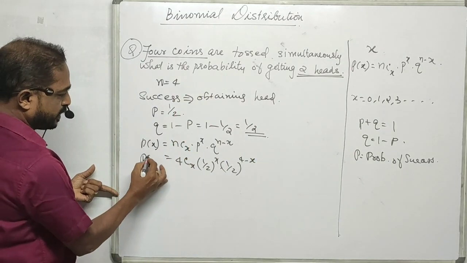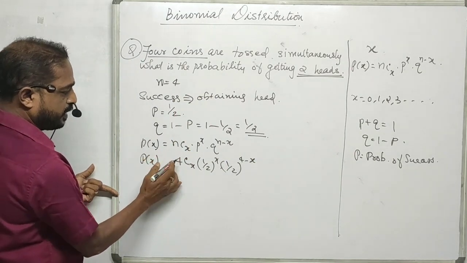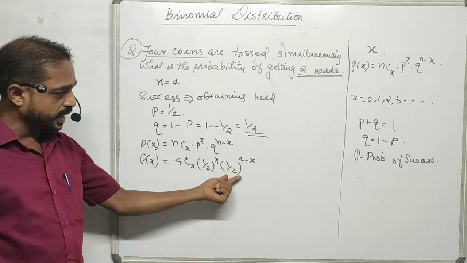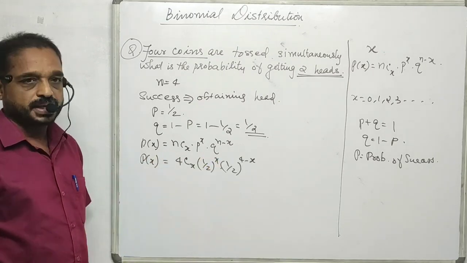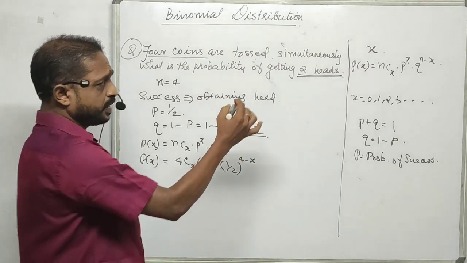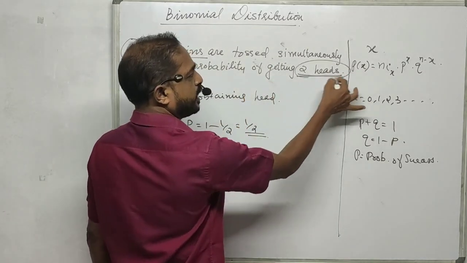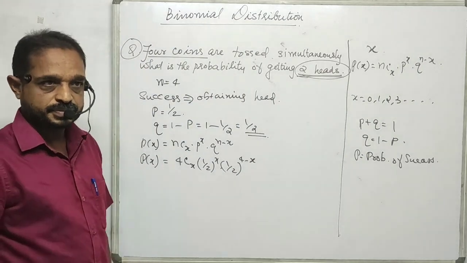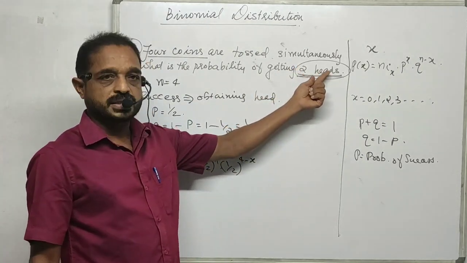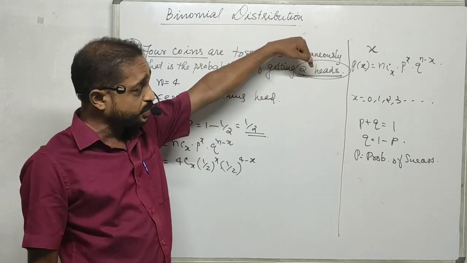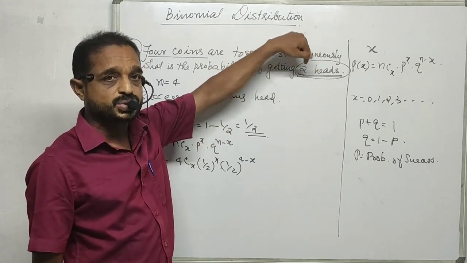So here the probability density function is P of x is equal to 4Cx, 1 by 2 raised to x, 1 by 2 raised to 4 minus x. You are required to find the probability of getting how many heads? 2 heads. Head is nothing but success, so 2 heads means 2 successes.